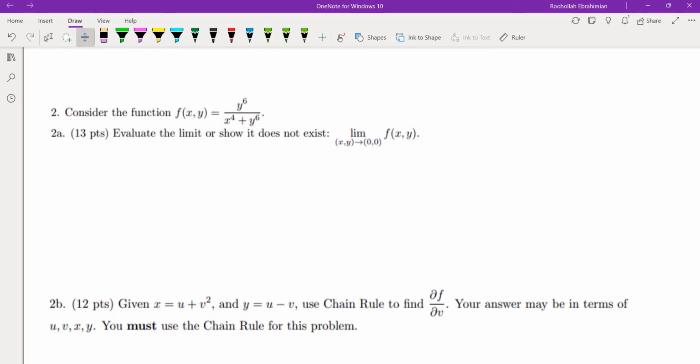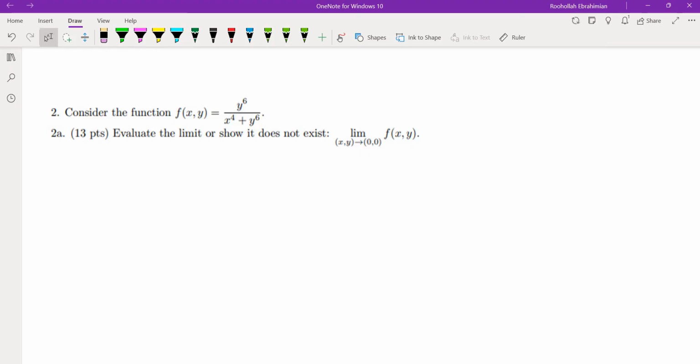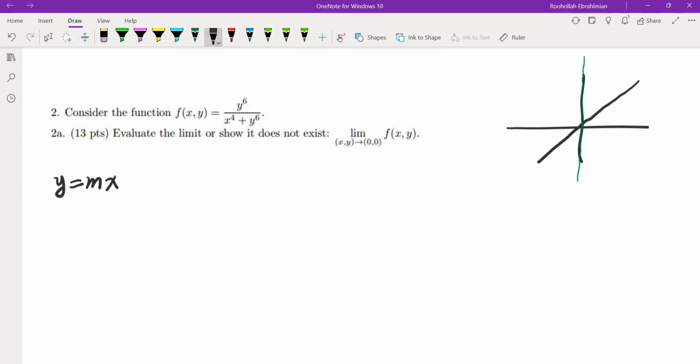Consider this function. We want to evaluate the limit or show the limit does not exist. Anytime we are trying to find the limit, what we do is first approach the point along different paths, and we compare those limits. So let's start with y equals mx. Y equals mx is a line through the origin, and there's also one more path, x equals 0, that we have to plug in.